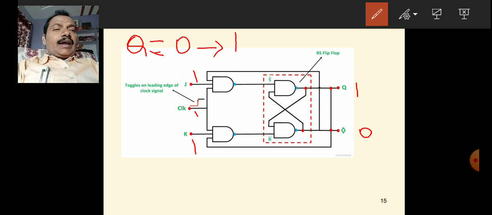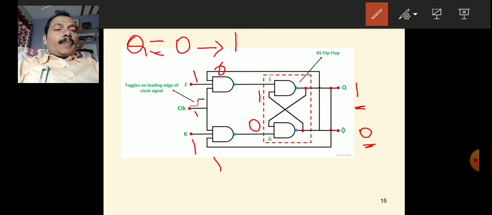Once again I applied J equals 1, K equals 1 and clock is activated. And the states are Q is 1, Q bar is 0. Now these are fed back: the 1 here, the 0 here. Okay, 0 1 1 1, output is 1. All ones, this NAND gate output is 0.